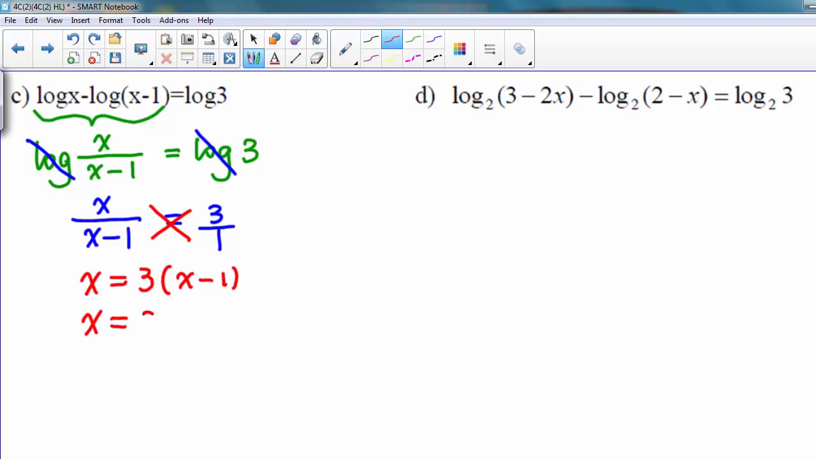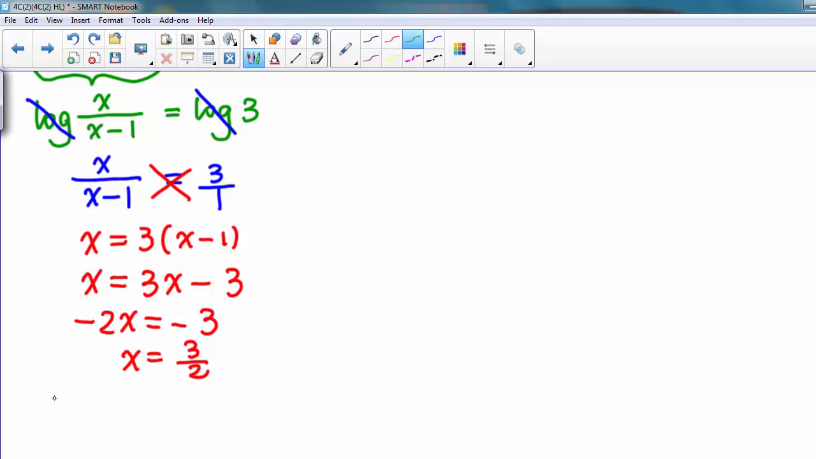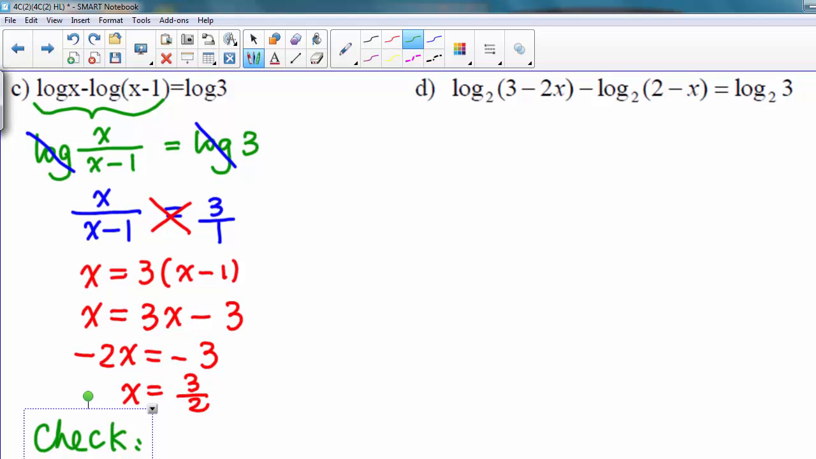So open the brackets: x equals 3x minus 3. Let's look at the final solution: negative 2x equals negative 3. So x equals 3 over 2. After you solve a log equation, you always need to check the solution to see if x equals 3 over 2 is the solution for the initial log equation. The left side is log of 3 over 2 minus log of 3 over 2 minus 1, which is 1/2. And I find that this 3 over 2 can make both of these two arguments positive.